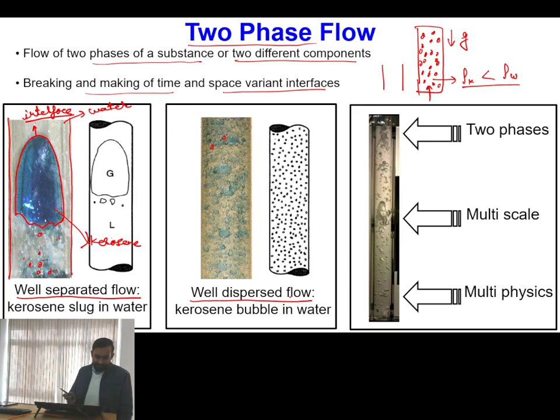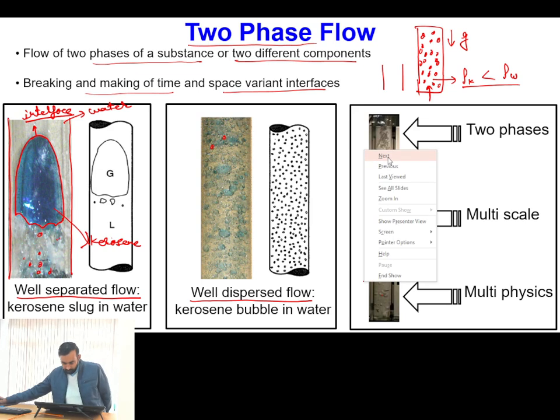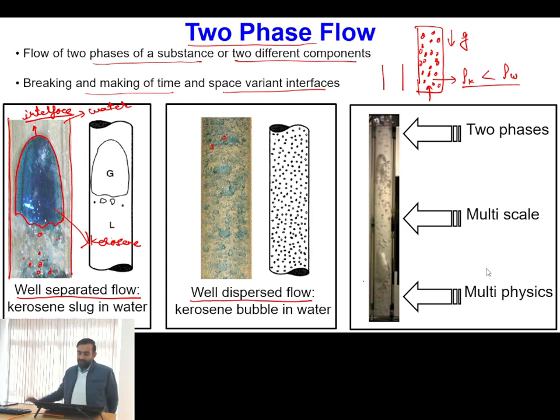Now, we have seen that these flows can be categorized broadly into two categories. One can be well separated flow, the other can be well dispersed flow. Okay. Then comes an important point. Whenever we talk about multi-phase flows or two-phase flows, here you can see a video.